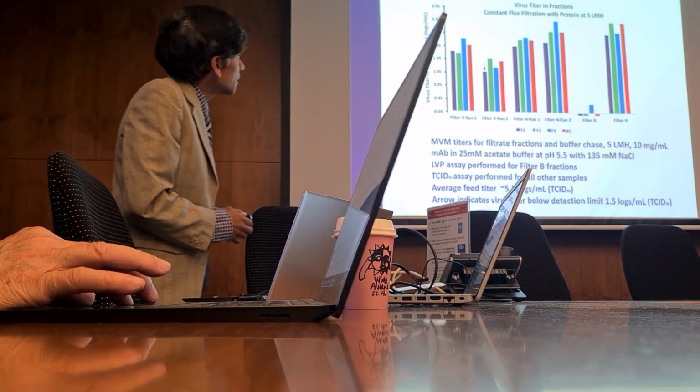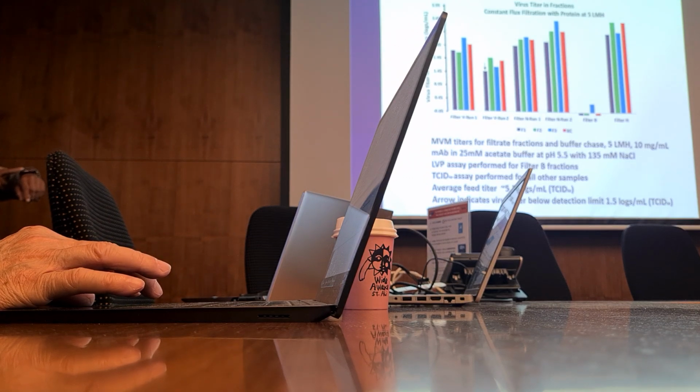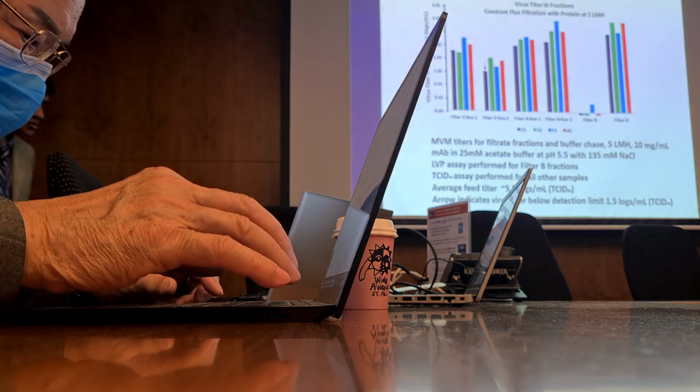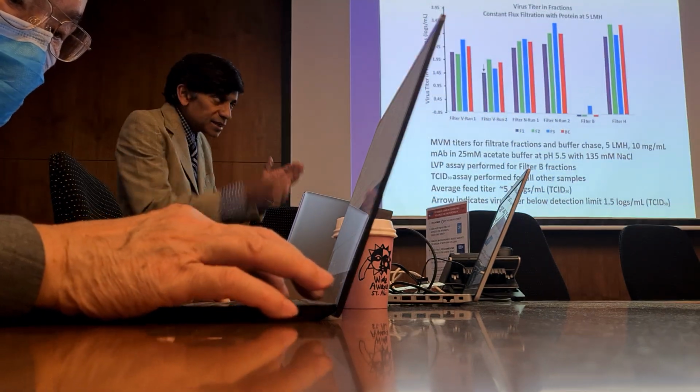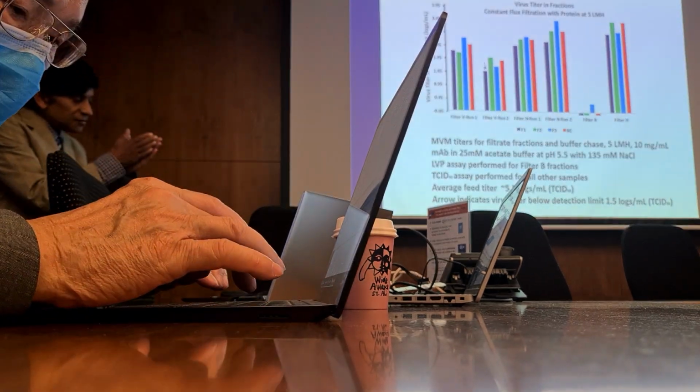Okay. So I'm again going to skip the details and present you with the results. So this is the virus titer in various fractions. We run this in dead-end mode, and we collect our virus in the permeate in various fractions.